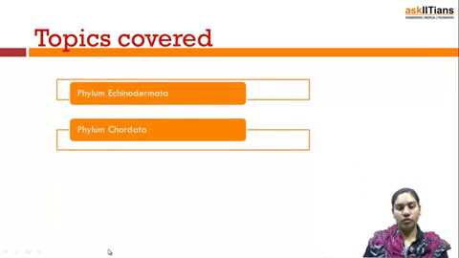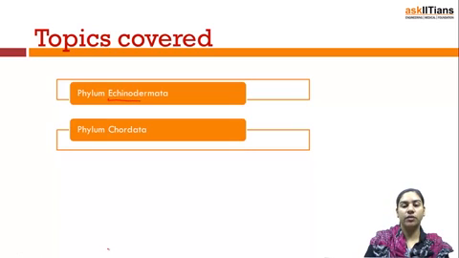And the last 2 phyla include the phylum Echinodermata and phylum Chordata. In the phylum Echinodermata, starfishes, brittle stars, and all these organisms are included, and the phylum Chordata includes all the animals which have a notochord partially or wholly in their life cycle.